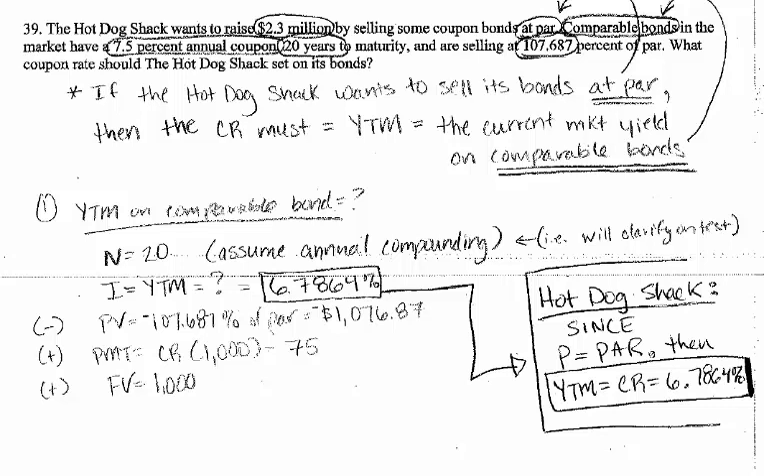All right, so 6.7864% is your answer. All right, if you set that as your coupon rate on your new bonds, then they will be selling at par. In other words, this problem works almost the exact same way as problem number 34. And so if you're a little bit confused, go back and listen to what we did in number 34, and I'm sure that'll clear it up.